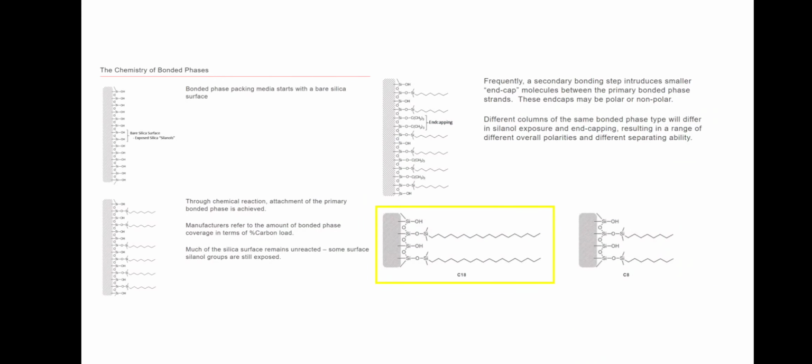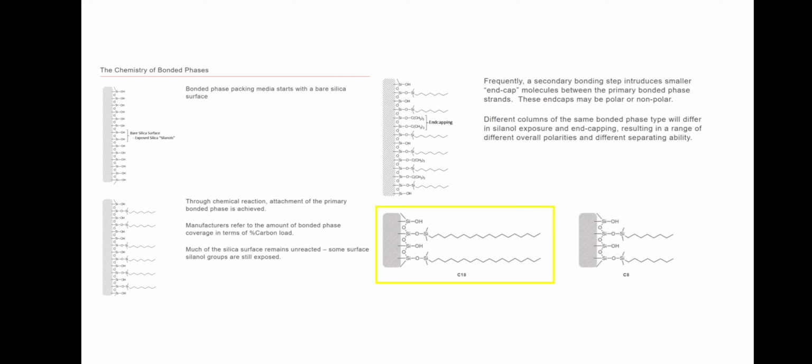Now let's take a moment to delve into the chemistry of bonded phases in HPLC columns. Bonded phase packing media begin with a bare silica surface, which is chemically modified through the attachment of the primary bonded phase. Manufacturers express the extent of bonded phase coverage in terms of the percentage of carbon load. Despite the bonding process, some silica remains unreacted, leaving exposed surface silanol groups. To address this, a secondary bonding step is often employed, introducing smaller molecules between the primary bonded phase strands.